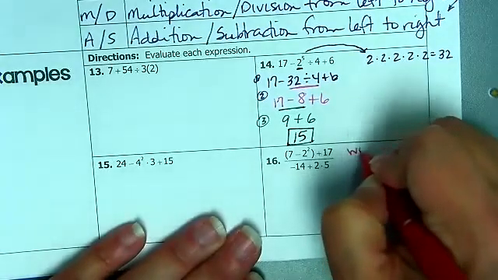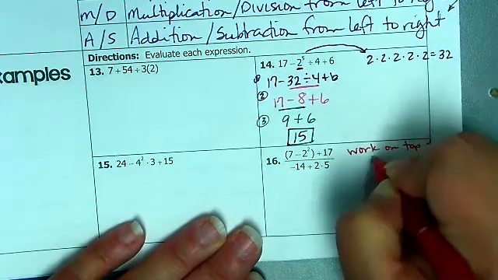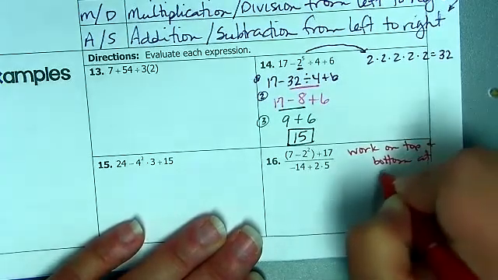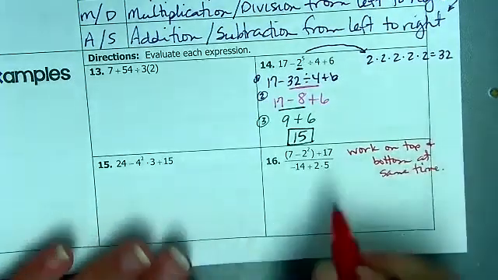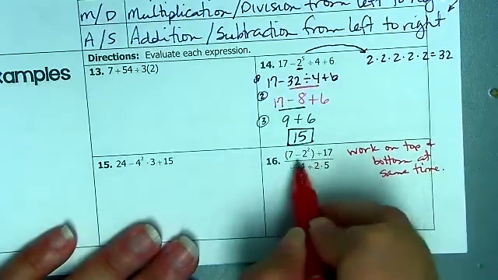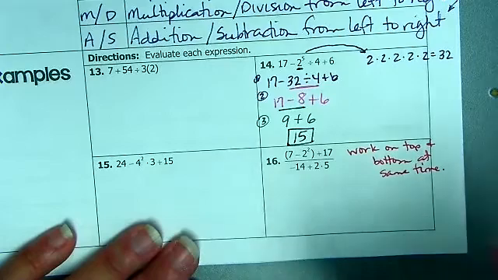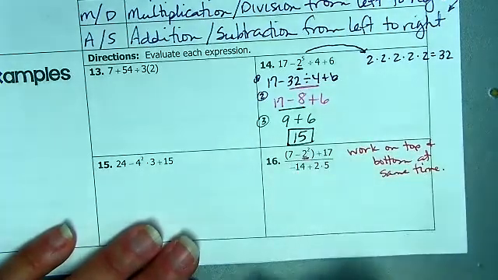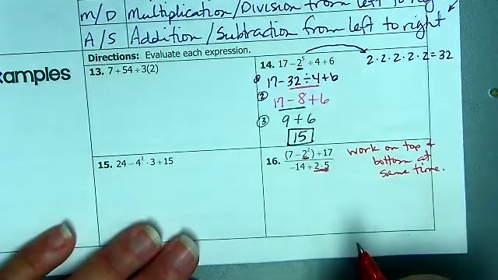Work on top and bottom at the same time. All right, so I'm looking to see, are there any grouping symbols? Yes, but once I'm inside the grouping symbols, I start GEMDAS over again. So I'm going to do this 2 to the 4th, and then I'm also going to do the 2 times 5 at the same time.